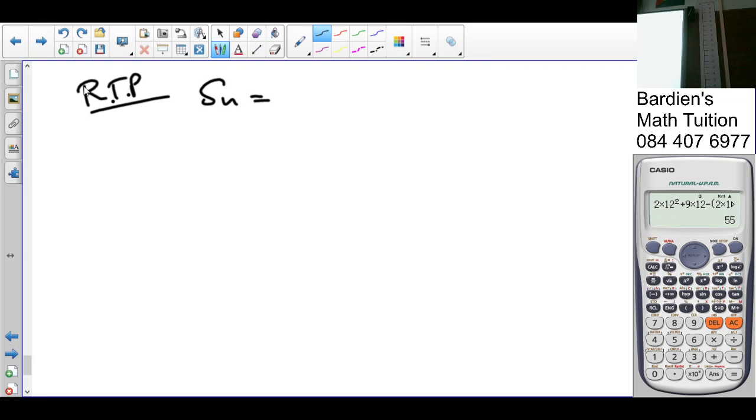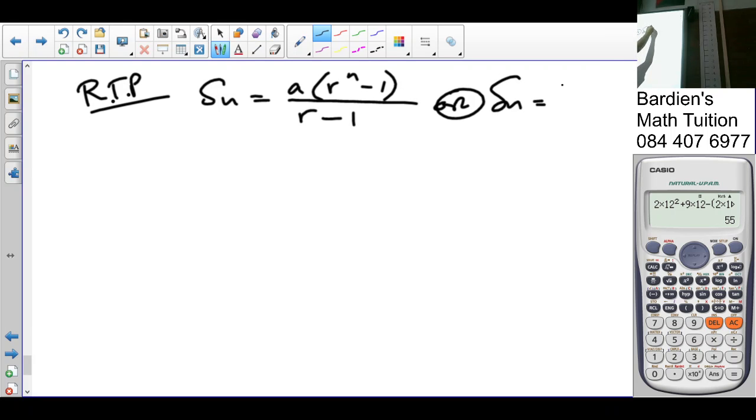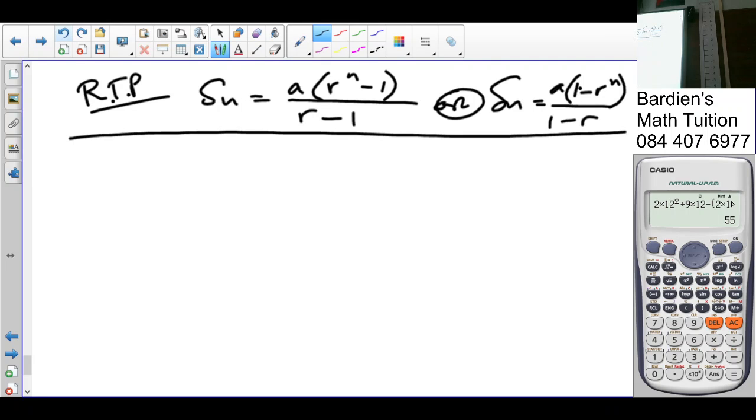So you're required to prove, RTP, Sn equals a(r^n minus 1) over r minus 1. Now sometimes they give it to you like this: Sn is equal to a(1 minus r^n) over 1 minus r. You all agree that both of those are the same. If I swap this around a negative comes out, if I swap that around a negative comes out, and negative divided by negative is positive. Any confusion there? No. So that is what we are required to prove. When you are required to prove, do not use that formula in your proof. You must end off with the formula. Are you all okay with that?